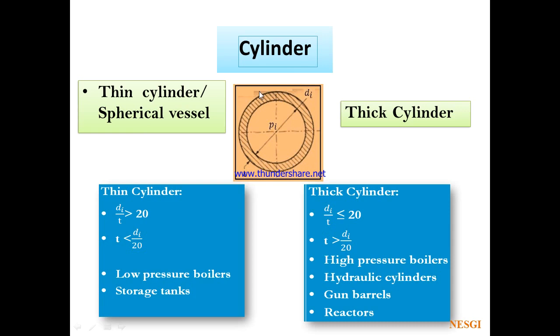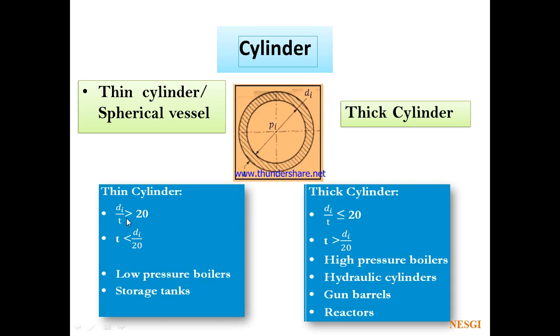So cylinders are classified into two types: thin cylinders or spherical vessels, and thick cylinders. Spherical vessels and thin cylinders are based on the same concepts, meaning the same thickness formula is used. So basically, cylinders are classified into thin cylinders and thick cylinders.